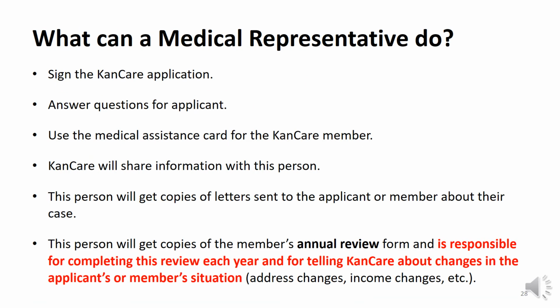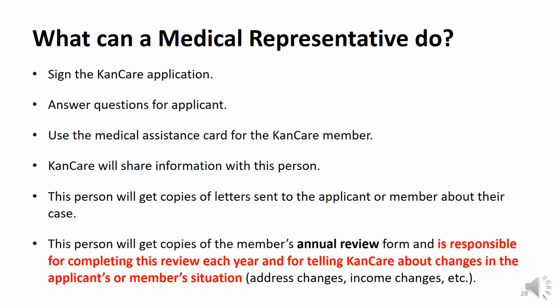What can a medical representative do? They can sign the KanCare application and answer questions for the applicant. They can use the medical assistance card. KanCare will share information with this person. This person will get copies of letters sent to the applicant or member about their case.